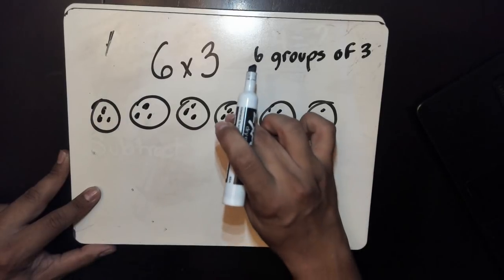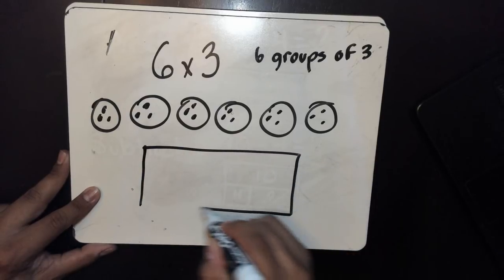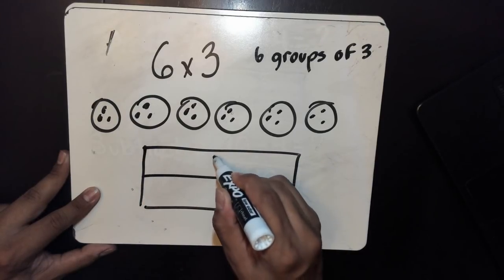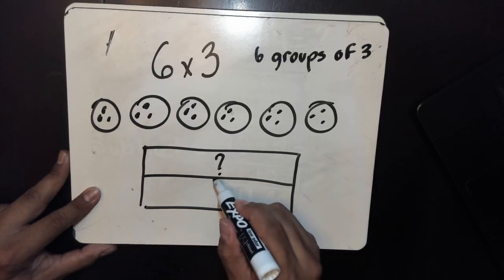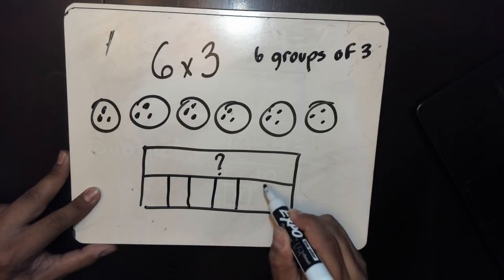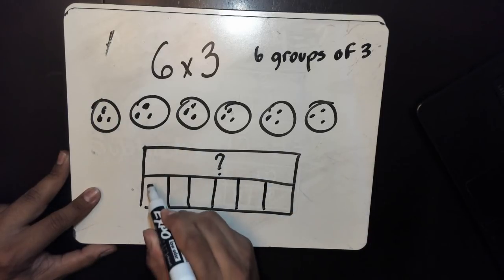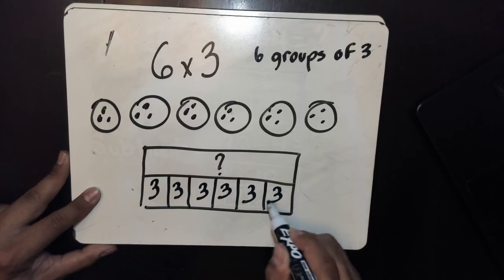So based on this, you have your strip diagram. You have the product, which is the total, which is missing, and you've got 6 parts. So you divide into 6 parts, just like the picture, and there's 3 in each. And that's how you create a strip diagram.